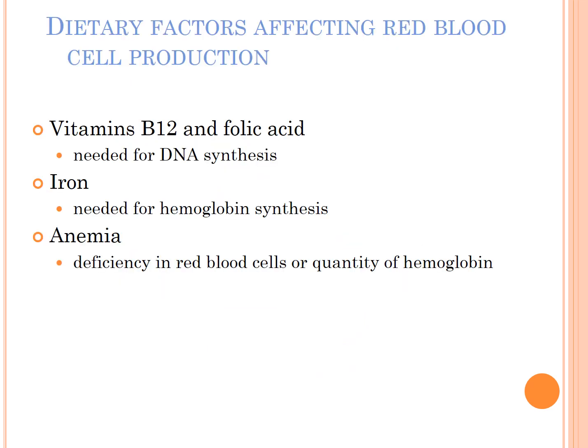There is a variety of dietary factors that are necessary to the production of red blood cells. Vitamin B12 and folic acid are necessary for DNA synthesis, which is required for replication of the cells within the bone marrow. Iron is needed to manufacture hemoglobin, the oxygen-binding protein found in red blood cells. Anemia is a deficiency in red blood cells, or the number of red blood cells is accurate, but the quality of the hemoglobin contained within the red blood cells is deficient.